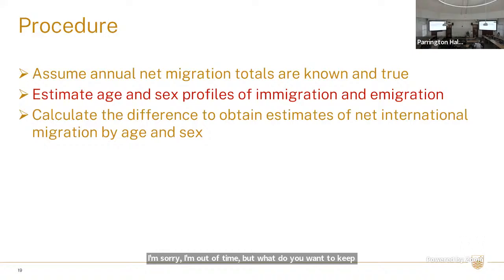Okay. So the procedure that we settled on was, well, first, I guess the trick to all of this is I have a net migration total that was given to me that I can assume is true and exact, and I can use that as a means for estimation. So I didn't have to worry about the net migration total. I was really just focusing on the age and sex profiles of immigration and emigration, and then I could take the difference in those to get my net age sex pattern.